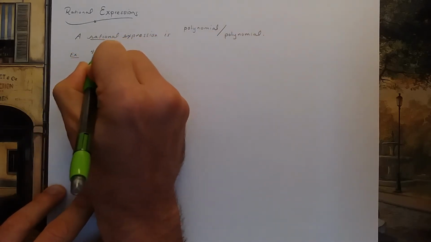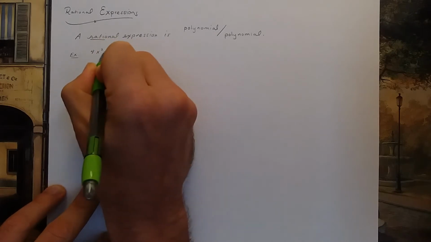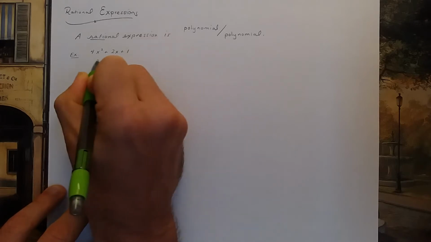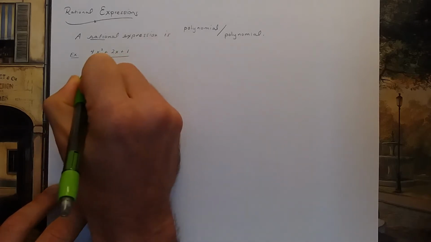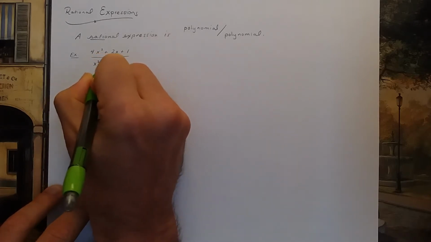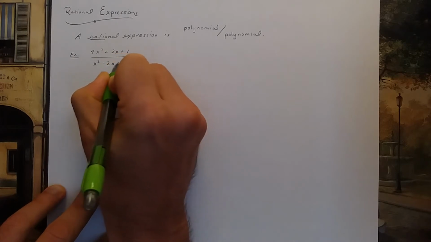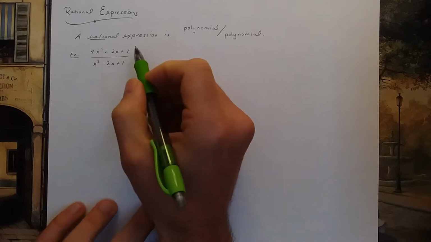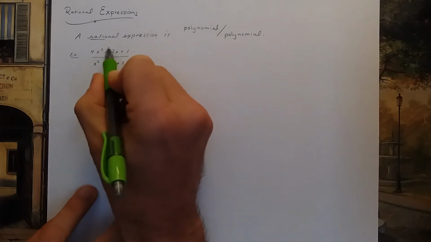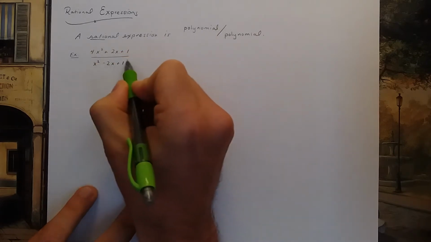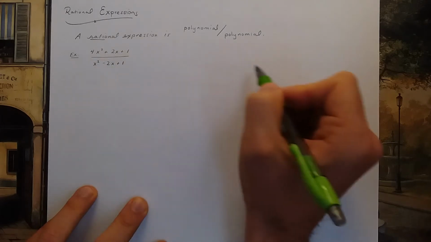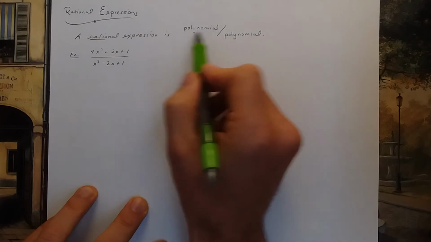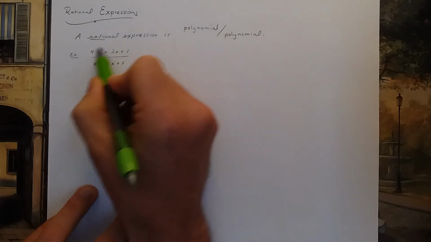So I could have 4x squared plus 2x plus 1 divided by x squared minus 2x plus 1. In our last video, we discussed what a polynomial was. A polynomial looks like what I have on the top or the bottom here. These are degree 2 polynomials. A rational expression, or a division of two polynomials, is what I see here.